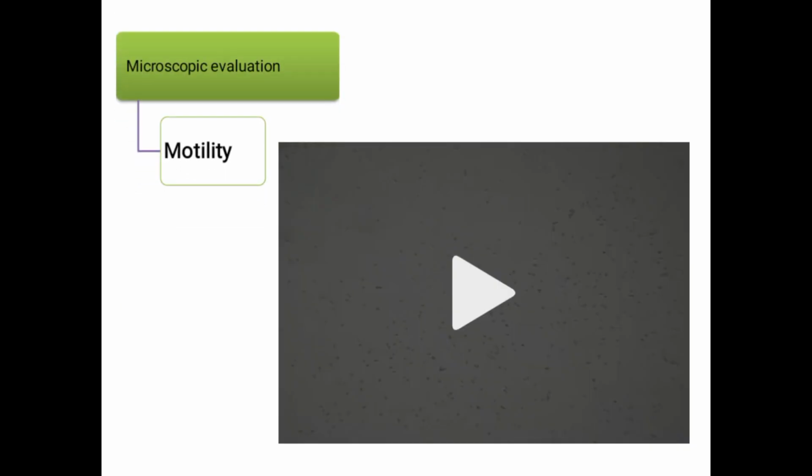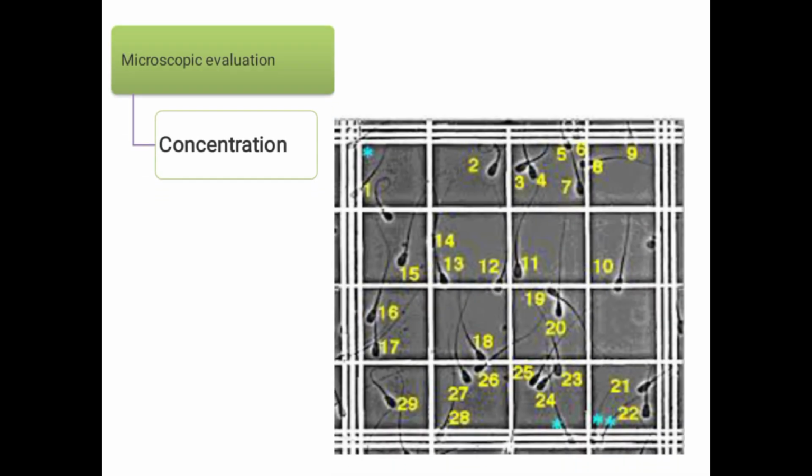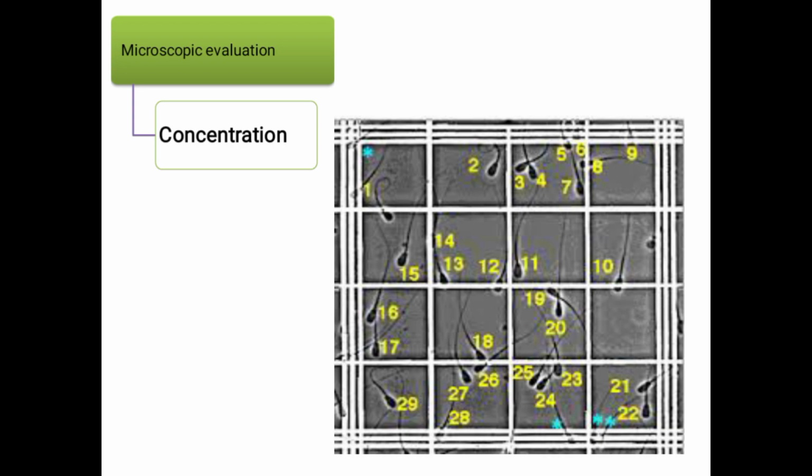Another analytic tool that is microscopic includes the motility of the sperms, where sperms are seen moving on the microscope and percentages are evaluated. Concentration of the spermatozoon should be more than 70%.